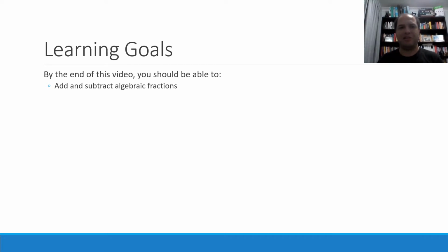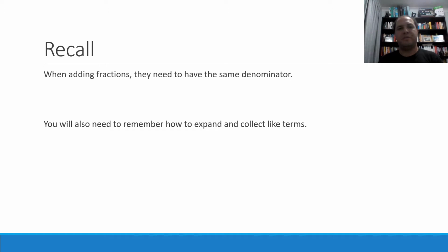subtract algebraic fractions. So some things to recall, when working with fractions and adding fractions or subtracting them, they need to have the same denominator. So remember that half plus a third can't be added very easily. We need to change them so they have the same denominator. So 3 on 6 and 2 on 6. And once they have the same denominator, then we can add our numerators.